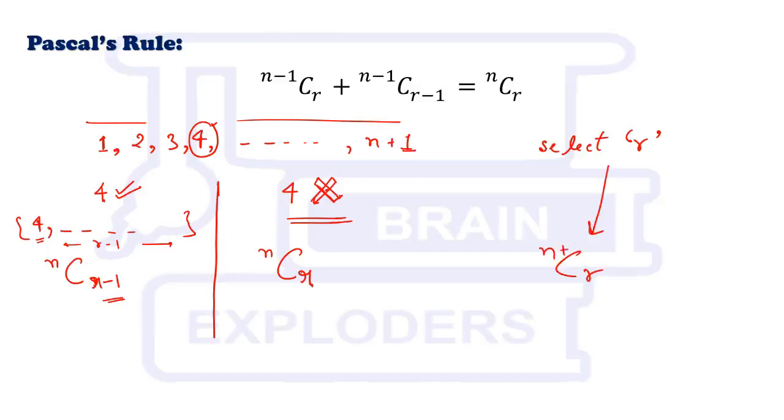From n plus 1 means n plus 1 CR. So on adding these two, we will get it equal to n plus 1 CR, which is written in the rule.